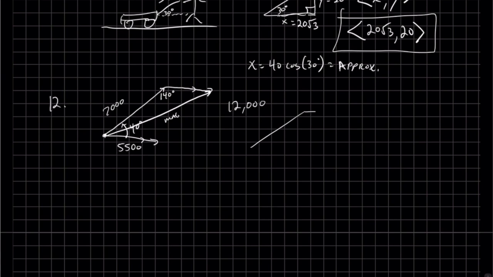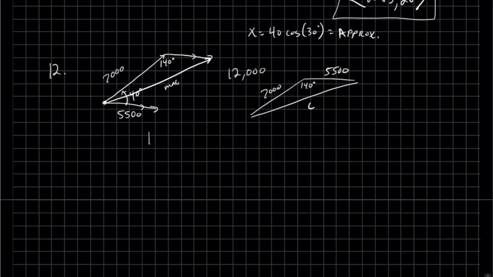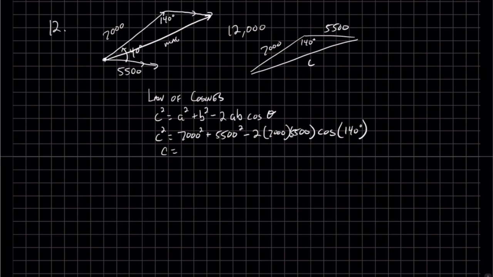So basically what I have here is a triangle where I know two sides. This one's 5,500, and the included angle, and I want to find this other side here. So we'll call that C. That is the law of cosines. 11,757.36 approximately. So that is not greater than the 12,000, so not enough force to get the stump out.